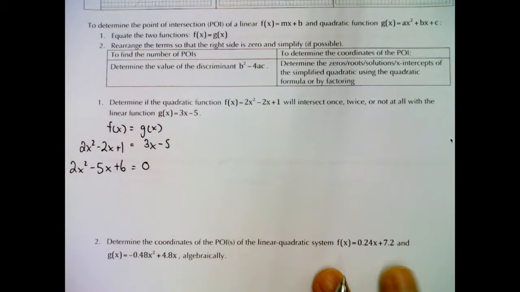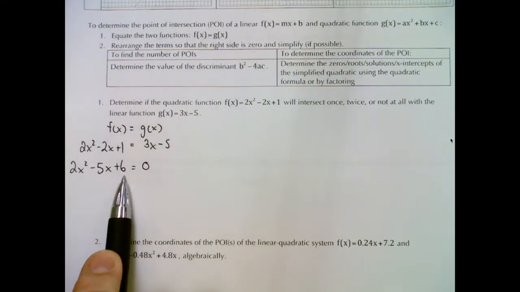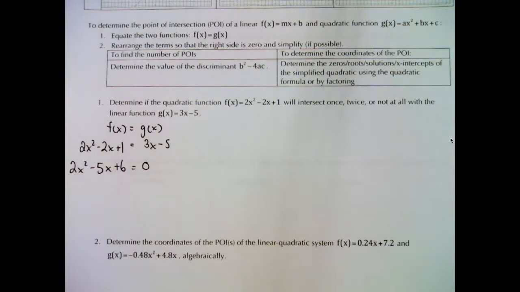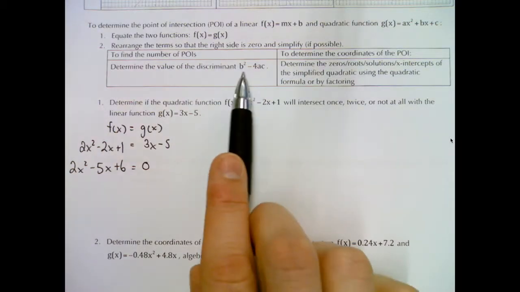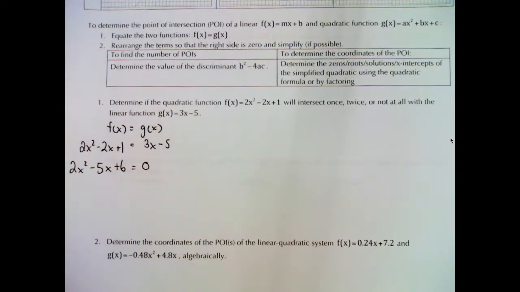And now we have over here a quadratic set equal to 0. In one of our previous lessons, we solved quadratics, and now we're at a point where we could solve it. Our last lesson showed us that we could use the discriminant to find out how many solutions there are, and that's what we're going to do. We're going to use the discriminant.